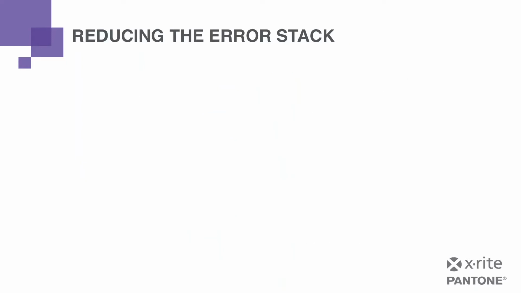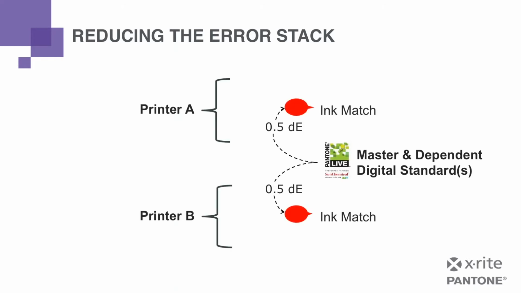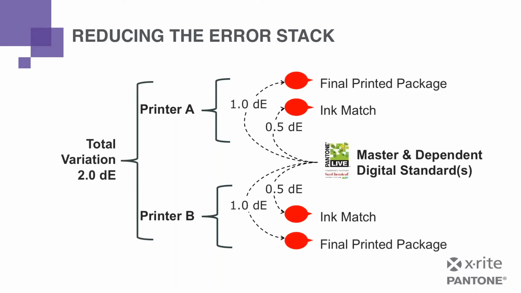So the way that we try to reduce the error stack is with a digital standard. The Pantone Live Cloud is an example of digital standards where we can put master and dependent standards in the cloud. And so now the ink match is still about a delta E of 1/2. And then when they get on press, they're off by about 1 or so. Now we only have a delta E of about 2 between printer A and printer B, because it's only the last step.